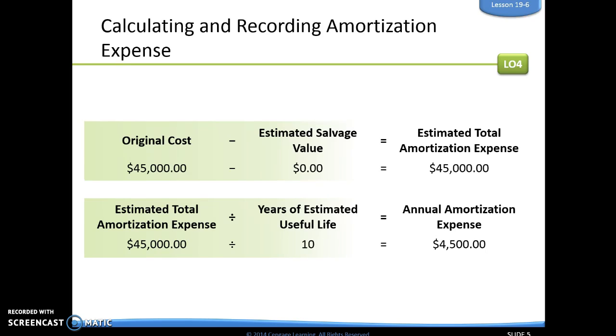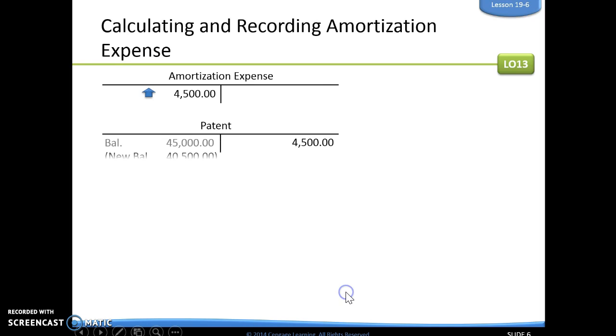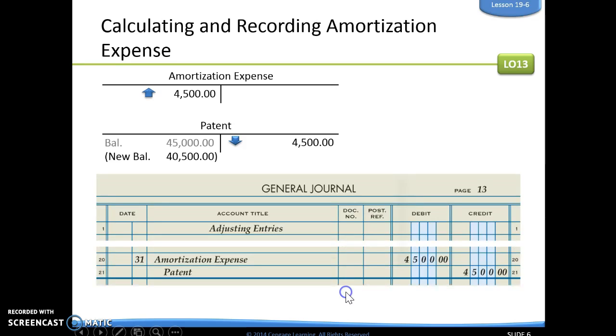So 45,000, our estimated useful life is 10 years. So that means it's going to have an annual amortization expense of 4,500. So to record that, we're going to debit our amortization expense, and we are going to credit our patent. Okay, now this would be an adjusting entry. So we're going to put that into our general journal. We're going to debit and credit.